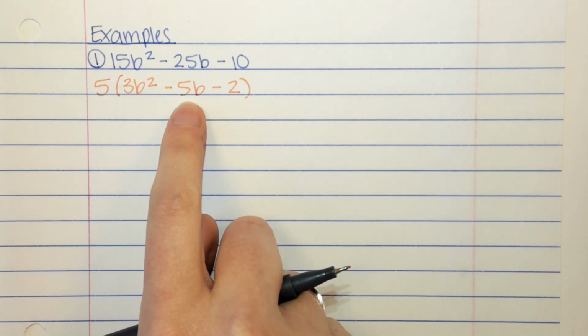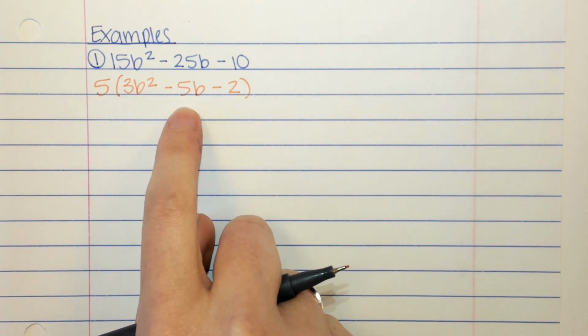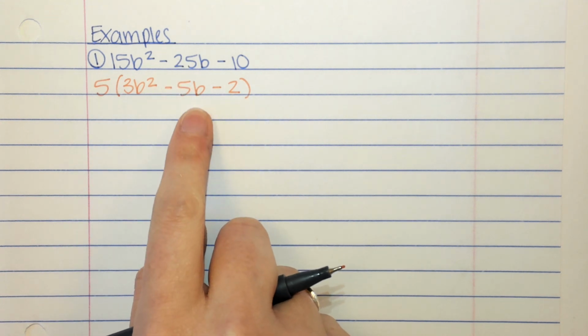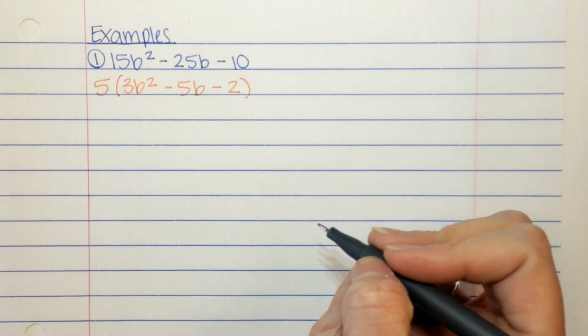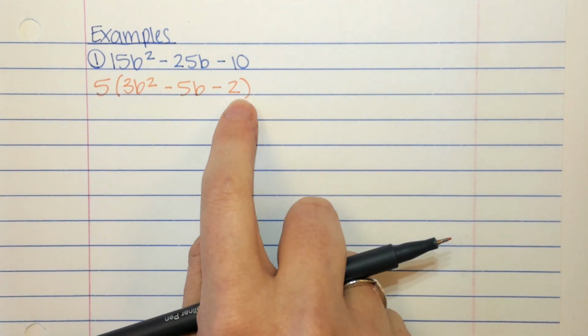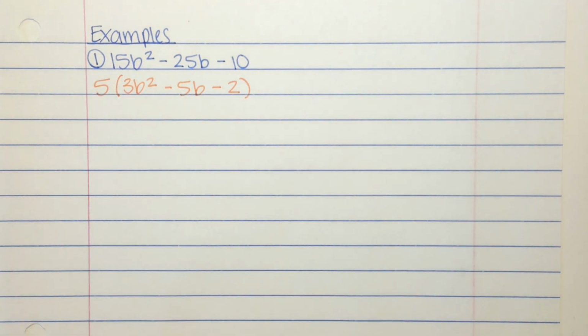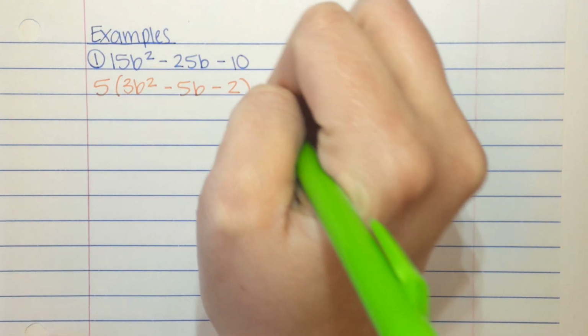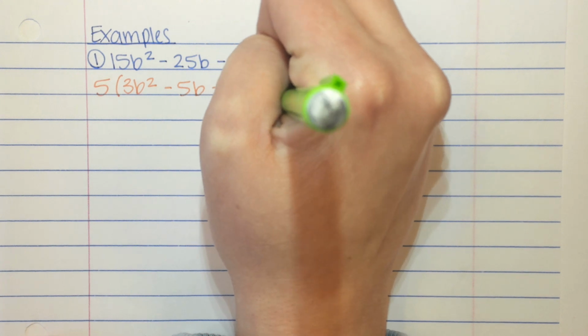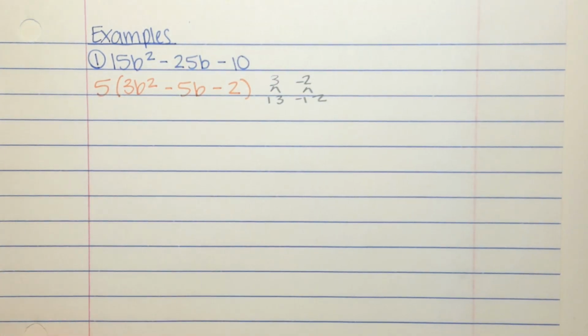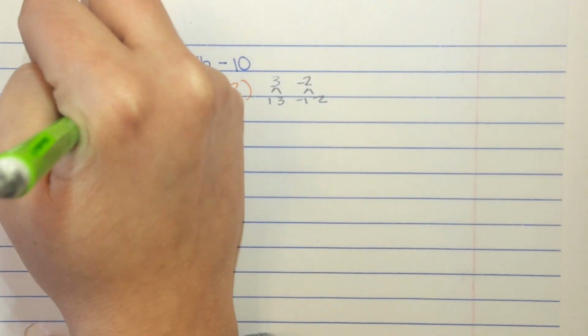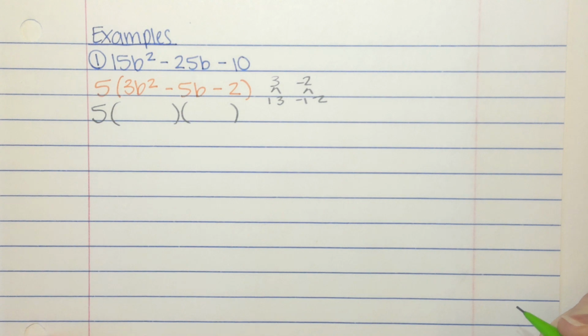So I can do it a couple different ways. I can guess and check, do it by grouping, or the star method. Okay, so 3 and 2, those are both pretty small, so guess and check probably won't be too bad. So I need the factors of 3, which are 1 and 3, and negative 2, so it's negative 1 or negative 2. Okay, so I'm going to bring down my 5, my GCF, and then I'm going to make my 2 sets of parentheses for the factors.